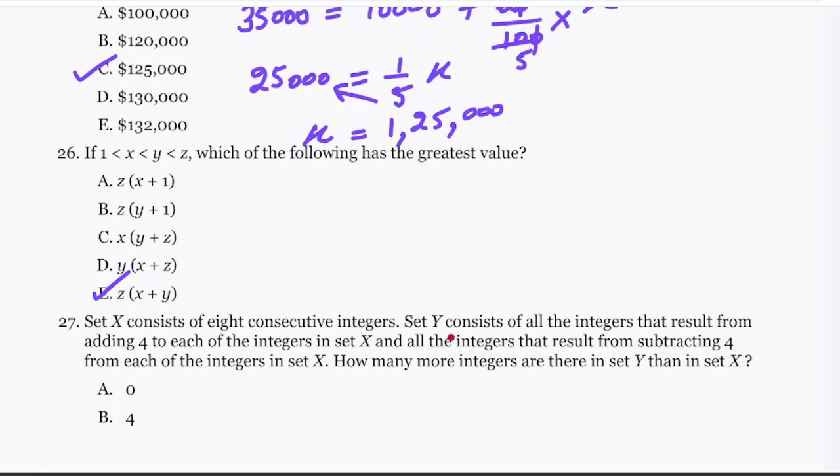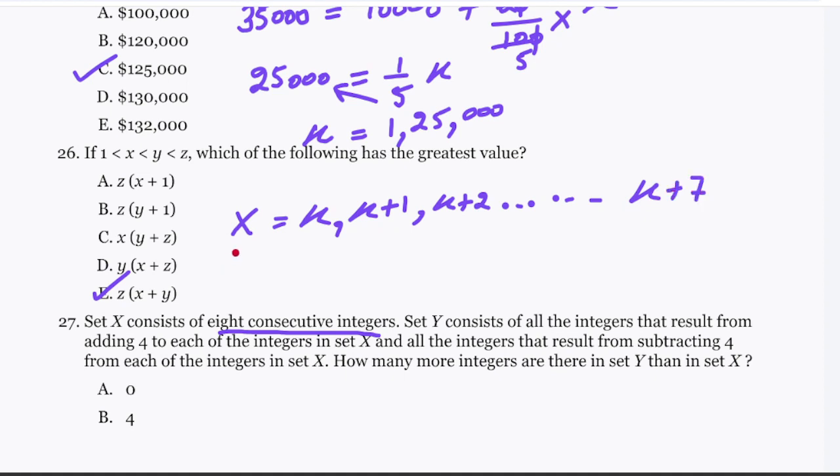Set Y consists of all the integers that result from adding 4 to each of the integers in set X. Set X is X, X plus 1, X plus 2, and the end will become X plus 7.